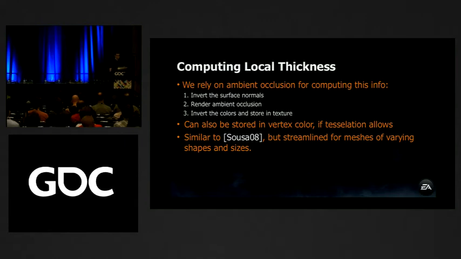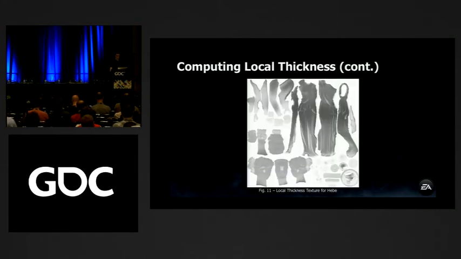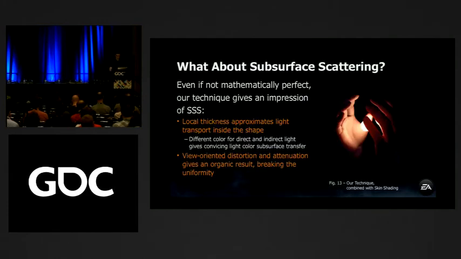So to summarize, inverting the surface normal during the AO computation approximates how much light traveling inside the homogeneous media would get occluded at the point where it exits the shape. So actually, you can store this in vertex color if tessellation allows. And this allows us to streamline this process for all sorts of meshes. So here's the thickness map for our Hebe statue.